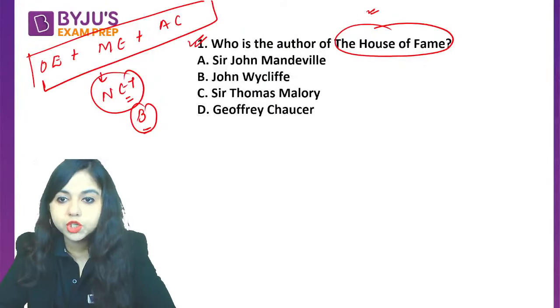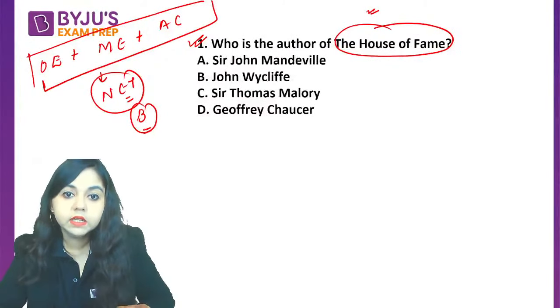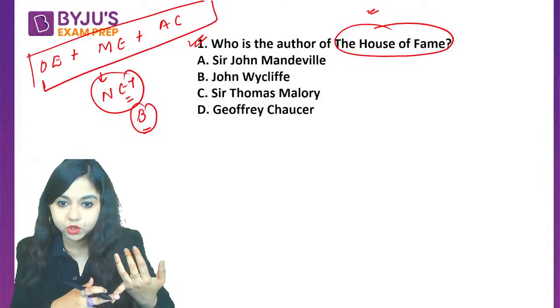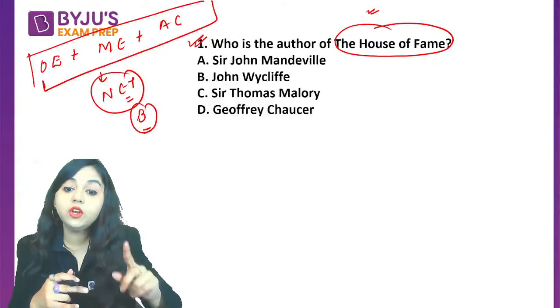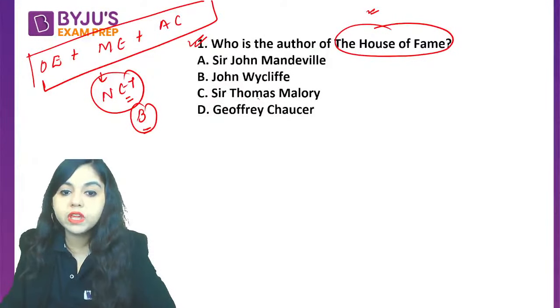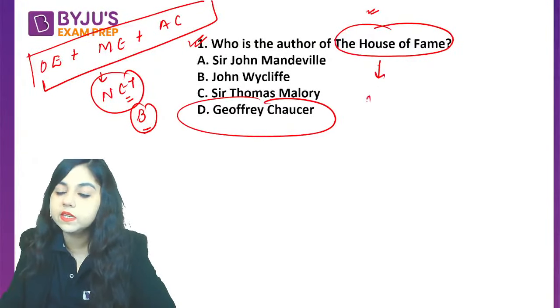That's right. So a majority of you in the chat box are also giving the right answer, which is fantastic, right? So this is an easy question, but it's important. It's an allegorical poem by Geoffrey Chaucer. It is written in octosyllabic couplets. Now, this is also something that you have to remember. House of Fame, it is written in octosyllabic couplets.